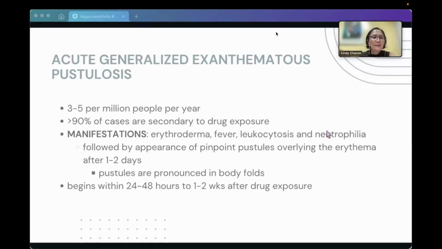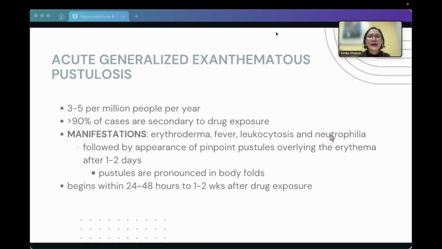There is also a gap, your acute generalized exanthematous pustulosis, which is a rare reaction affecting 3 to 5 per million per year. Pero I think as the years go by, this one becomes a little bit more common already. Kasi parang marami na rin kaming nakikitang ganon. It is thought to be secondary to medication exposure in more than 90% of cases. So patients typically present with diffuse erythema or erythroderma, as well as high spiking fevers and leukocytosis with neutrophilia.